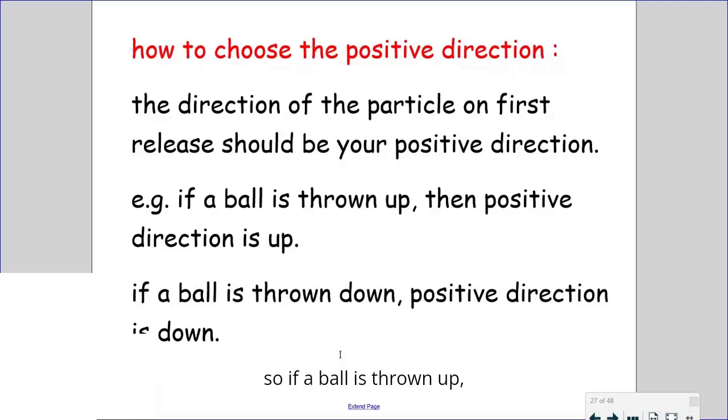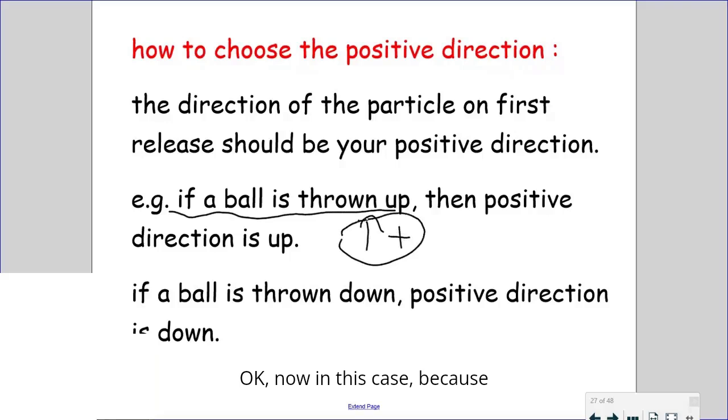Okay, so if a ball is thrown up, then I would say the positive direction is up. Simple as that. Okay. Now, in this case, because you've taken positive direction as up, your acceleration will become -10. Right? That's because gravity is acting down.